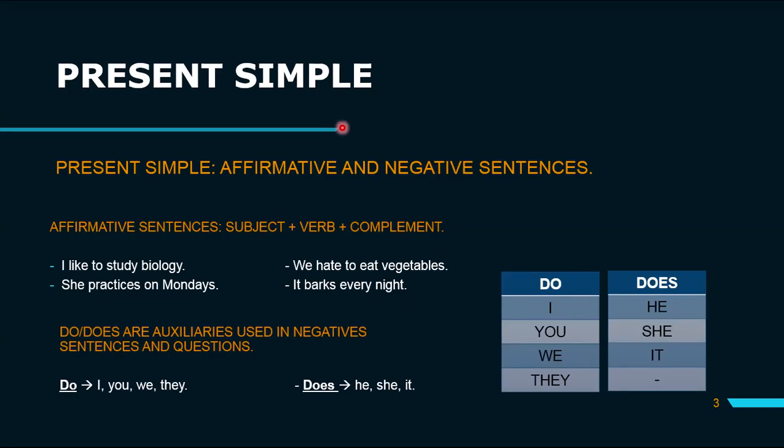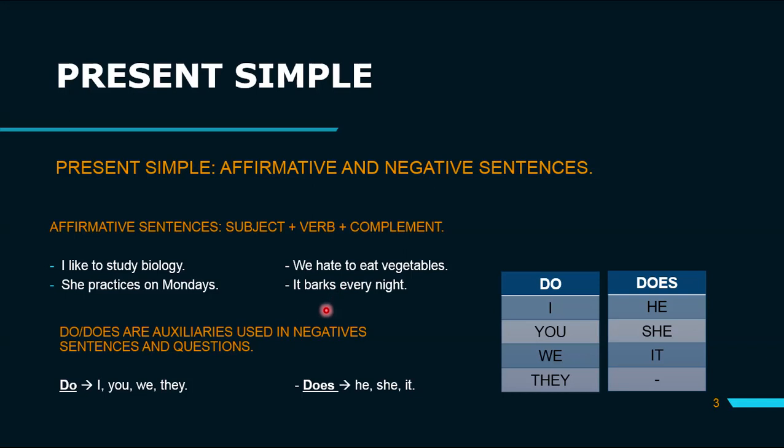Affirmative sentences: subject, verb, and complement. I like to study biology. We hate to eat vegetables. She practices on Mondays. It barks every night. As you can see, practices has an s and barks is with s.